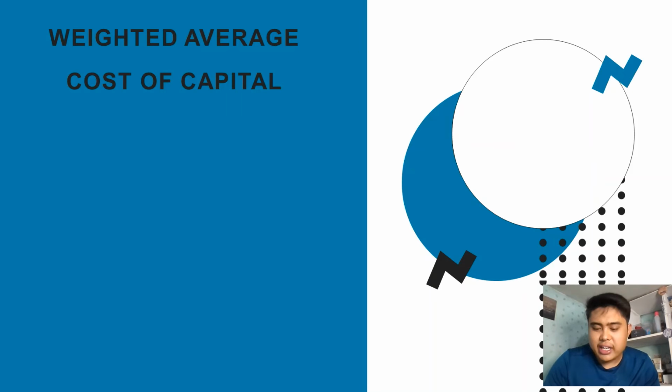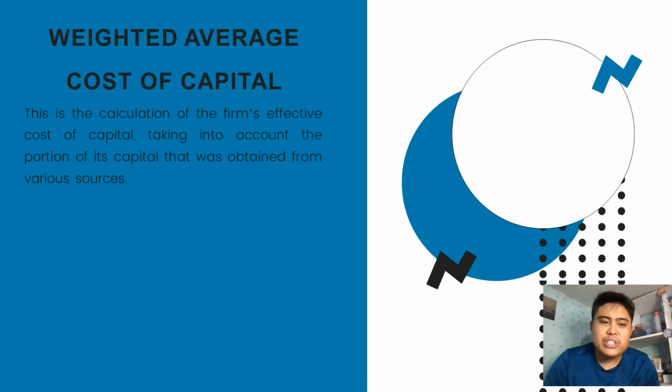So, pag sinabing weighted average cost of capital, this is the calculation of the firm's effective cost of capital taking into account the portion of its capital that was obtained from various sources. Pag sinabi mo kasing cost of capital lang mismo, that is either cost of long-term debt, cost of preferred stock, or cost of common stock. Either sa kanilang tatlo lang yon. Pero pag sinabing weighted average cost of capital, yun yung pinagsama-sama ng cost of long-term debt, cost of preferred stock, saka cost of common equity. Sama-sama na silang tatlo.